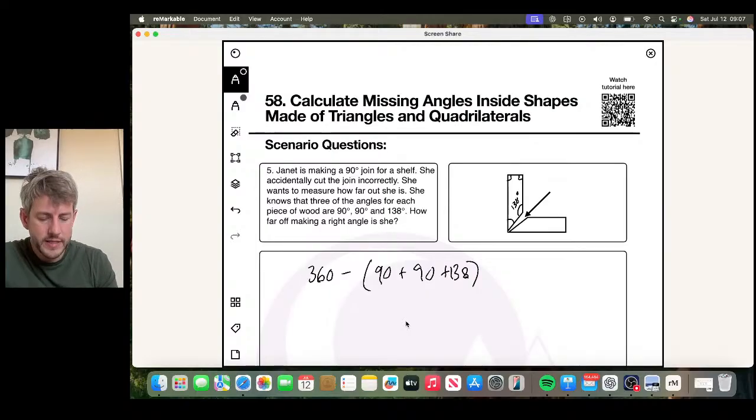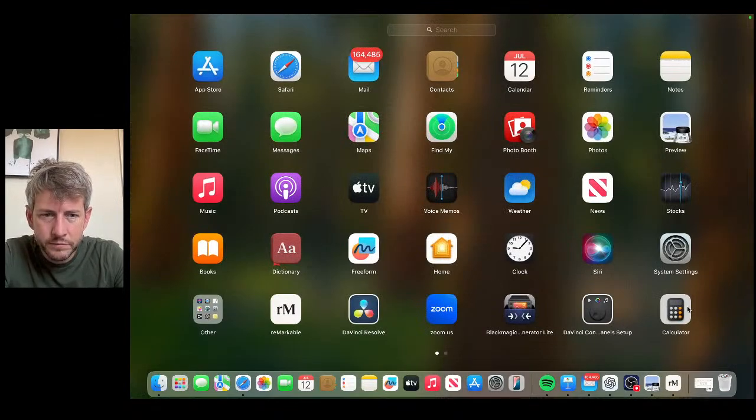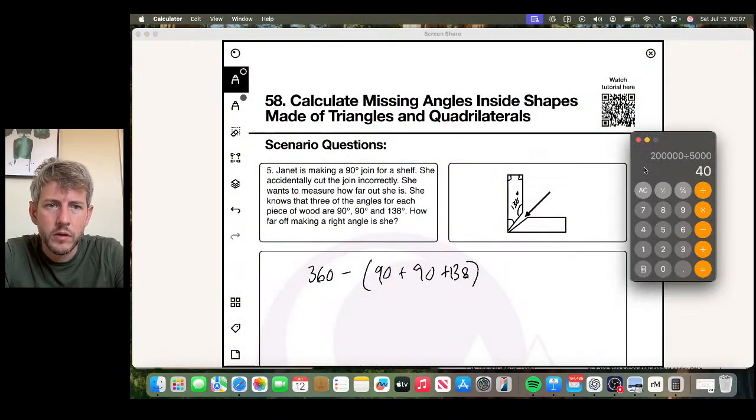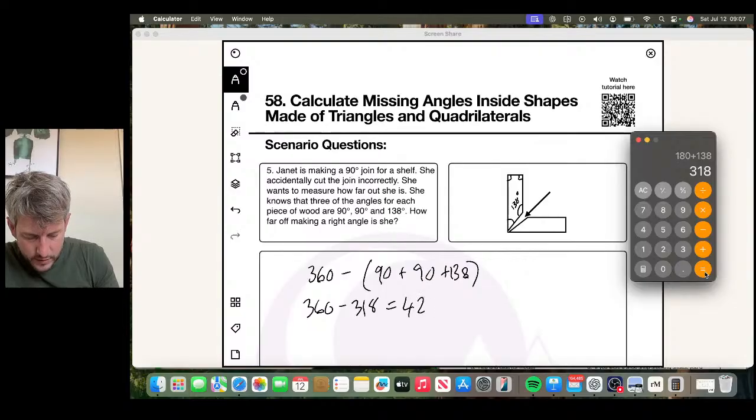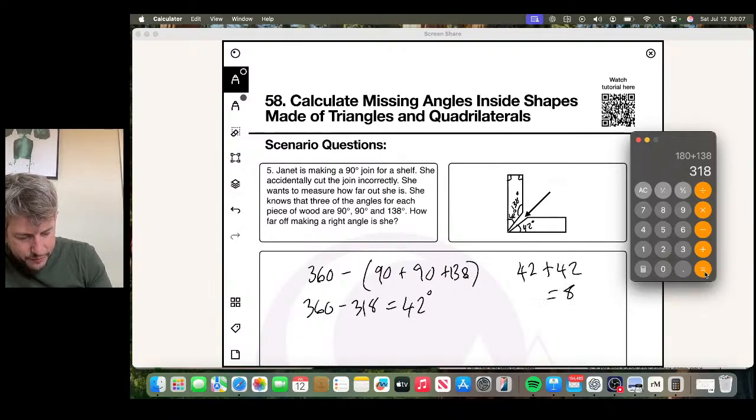90 add 90 is 180. 180 add 138, let me just get the calculator out, equals 318. So we've got 360 take away 318 is going to be 42 degrees. So this angle is 42 degrees. That means this angle is also 42 degrees because it's the same join. So 42 degrees add 42 equals 84 degrees.